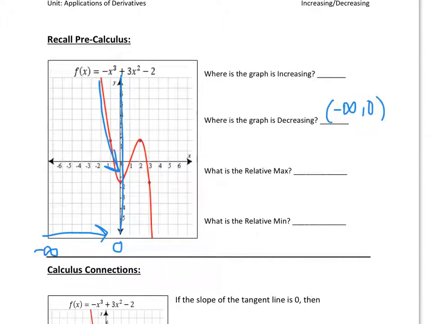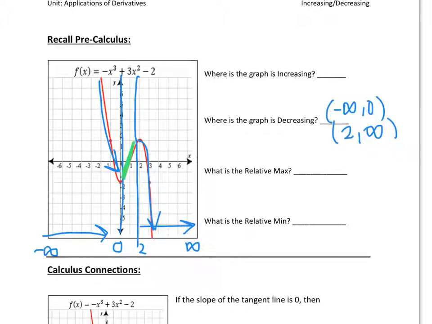And it's actually also decreasing from this point over. So from here to here, it's going down. That x value is 2, and it ends at an x value of infinity. So there are actually 2 spots where this thing is decreasing. And then the only spot left is increasing. So it's actually increasing from about here to here. So those x values are from 0 to 2. So that is where the graph is increasing.